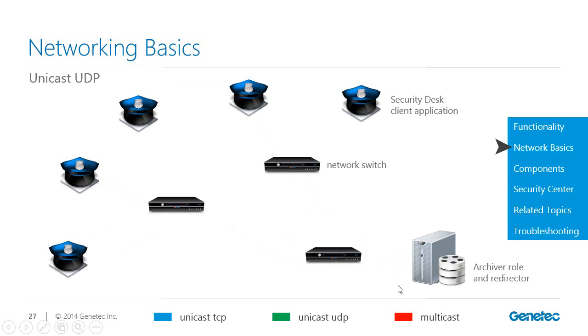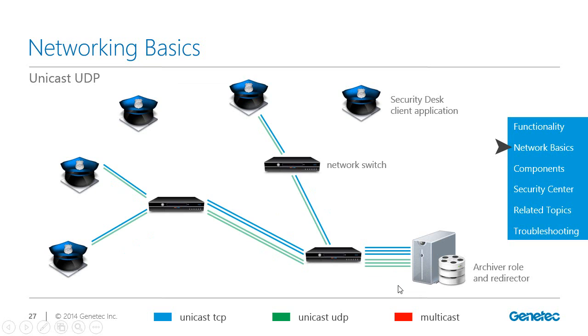Looking at unicast UDP, we will also have the TCP stream requests, and then the three independent streams will be sent in unicast UDP. Now we can see here this is already lighter as we aren't getting any responses back over the network, and the archiver doesn't have to worry about the acknowledgements, it just keeps sending those three streams.